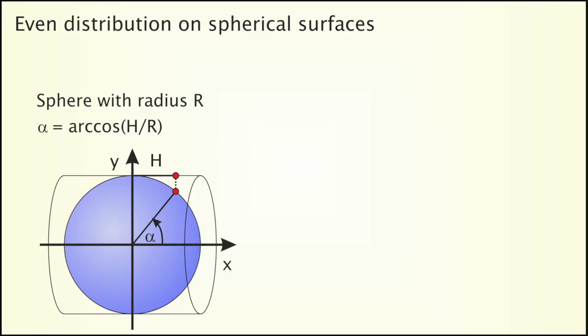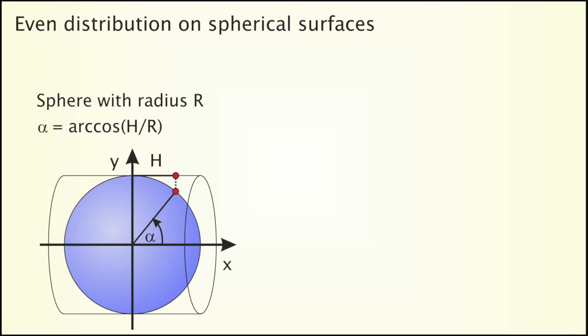We obtain our even distribution on a spherical surface by distributing elements on the surface of a cylinder where the sphere is inscribed. So we have a sphere of a radius r and a cylinder surrounding the sphere, and we just distribute our elements on top of the cylinder, and then we project the elements down to the sphere. And this would generate an even distribution of elements.